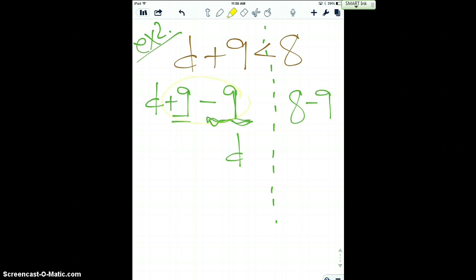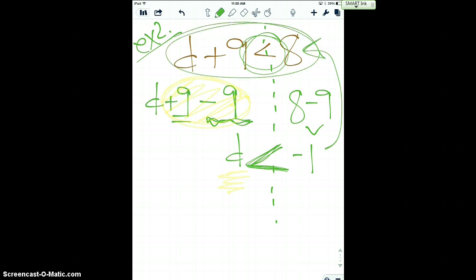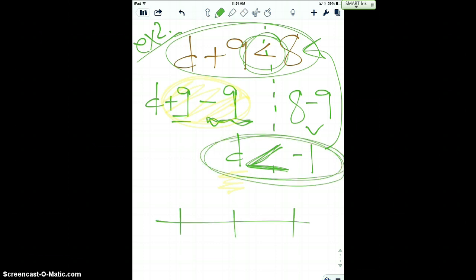So now these are opposites. That is 0. That is why we are left with just d on the left. And then 8 minus 9 is negative 1. And now it doesn't just equal negative 1. Because we're working with an inequality, our solutions will have to be less than negative 1 to make this inequality statement true. So now when I graph it on my number line, if I look at my solution statement, negative 1 is the special number.